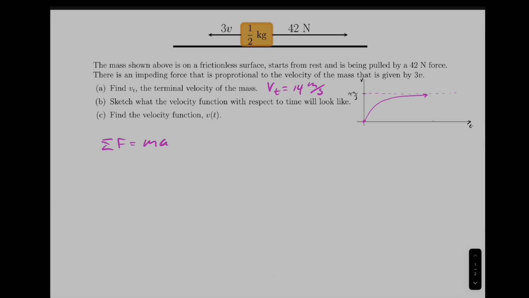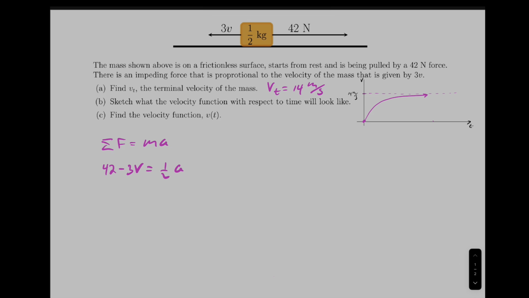All right, so now for part C, the third part of this problem, we're going to apply Newton's law again, but we're not going to find the terminal velocity. We're not going to find the velocity that it's going to ultimately approach. We're going to find the velocity for any given time. So here we go. Summation of all the forces is equal to ma, and again, we're only looking at the horizontal direction. So I would have 42 minus 3v is equal to 1/2 times a.